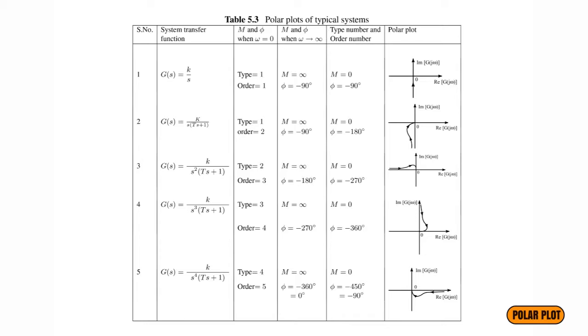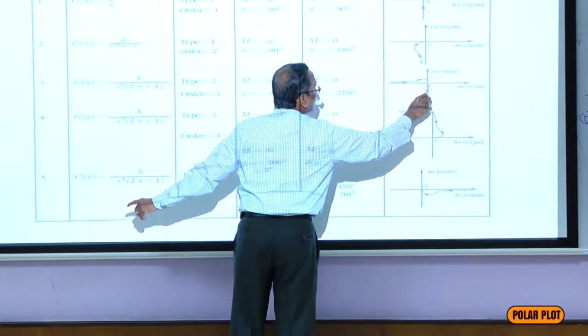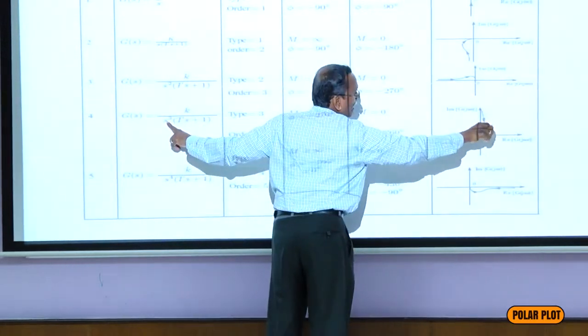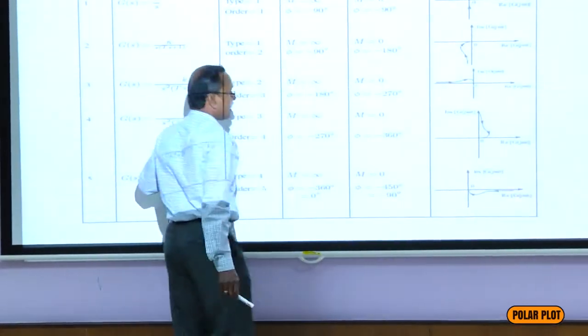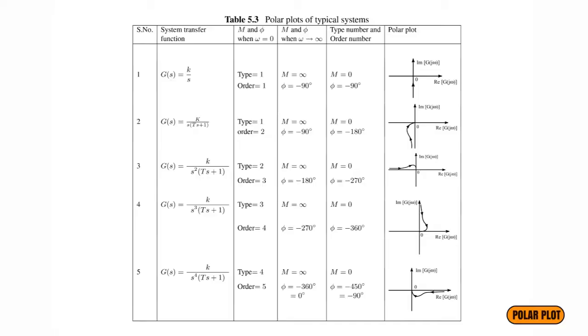Here these are different systems. Here what is this? 1 by s. So type 1 first order. So it starts at minus 90 and ends at minus 90. That's why it is on the imaginary axis. Here it is type 1 but second order. This is type 2, 1 by s square. Type 2, that's why it starts here. But third order, that's why it ends here. And this is 1 by s cubed, type 3, that's why it comes from over here. And at the fourth order, that's why it ends here. This is s power 4, type 4, that's why it is coming from here. And fifth order, that's why it ends here. So we can draw the rough diagram.